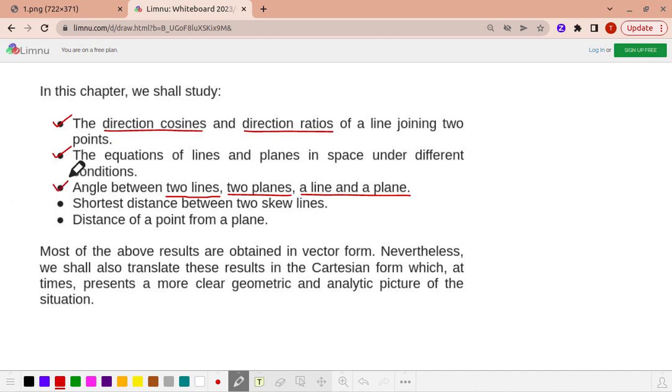Then we will discuss the shortest distance between two skew lines. Skew lines maybe you are hearing for the first time. I can tell you in brief and later we will discuss in detail. Skew lines are lines which are non-parallel and non-intersecting. You may be a little surprised, sir, how is it possible that two lines are not parallel and not intersecting? It is possible in 3 dimensions, or any dimension above 2 dimensions.